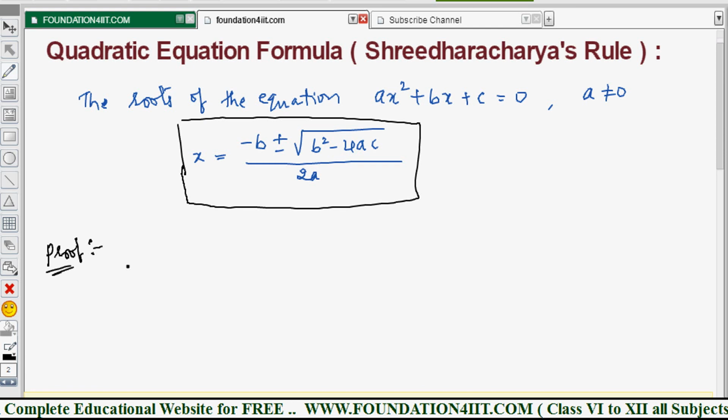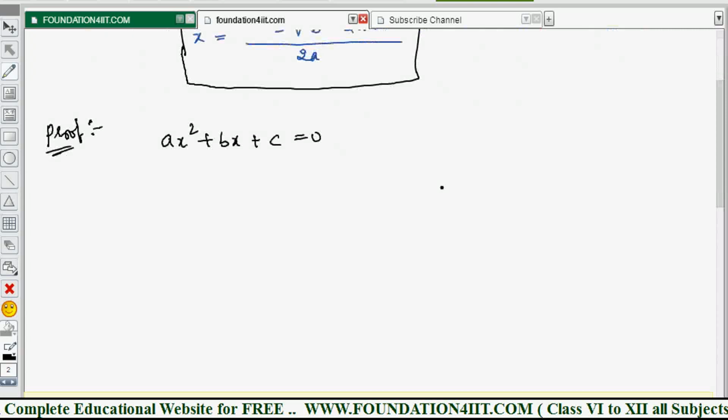We already know the general form is ax square plus bx plus c is equal to 0. From this we need to find out the x value, and that should be equal to this formula. Let me show you. Take the x terms to one side and the constant to the other side. Then that is ax square plus bx is equal to minus c.